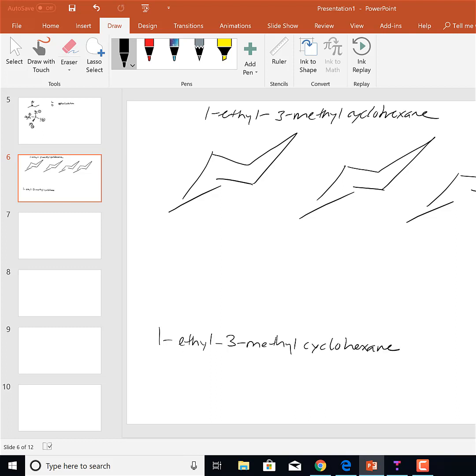So can you draw the 4 different chair conformations of cyclohexane for this molecule? Then tell me which ones are cis or trans, and then tell me their rankings from 1 to 4.